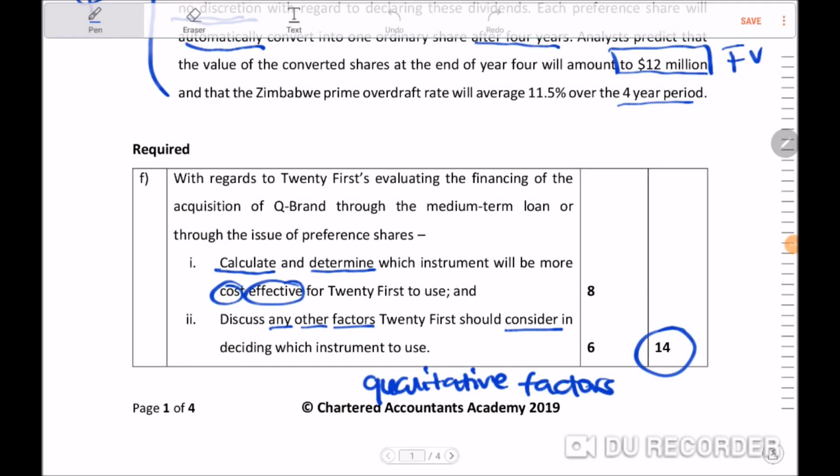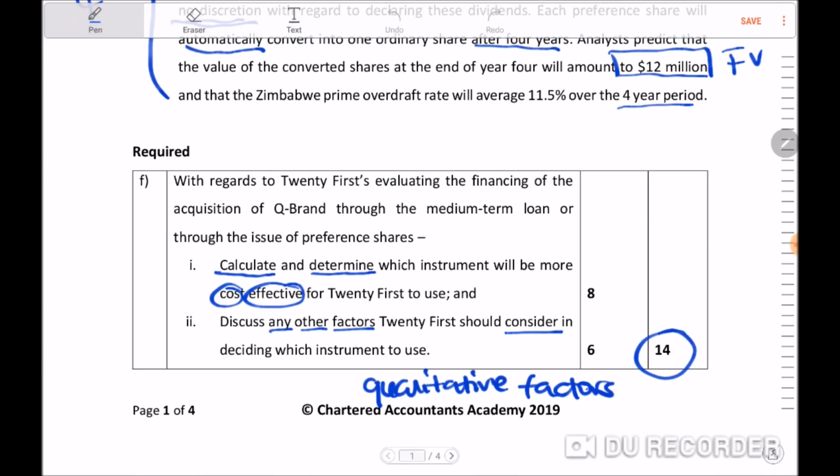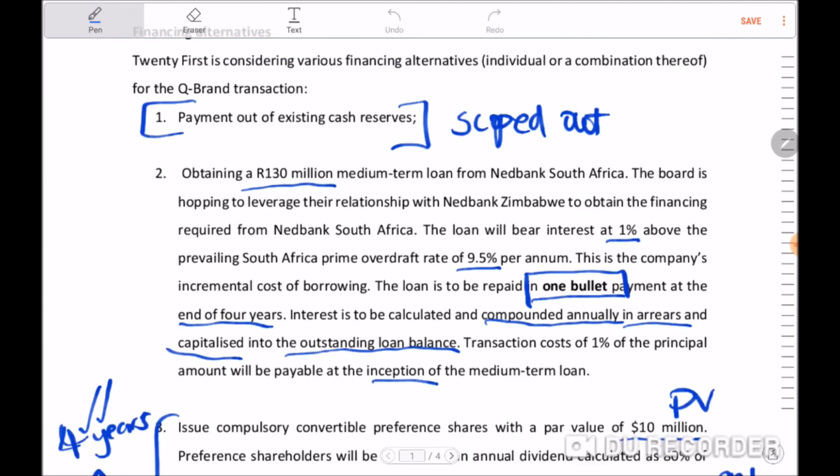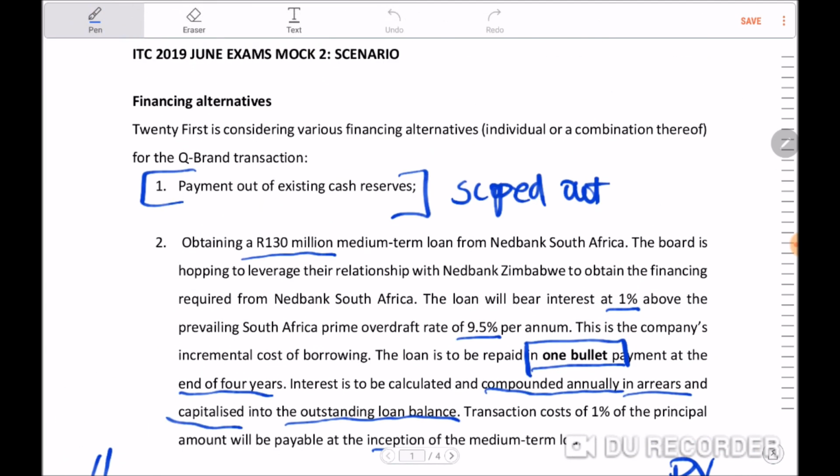So with this in mind, we have concluded our discussion of the required F on the financing alternatives for us to acquire the Q brand.